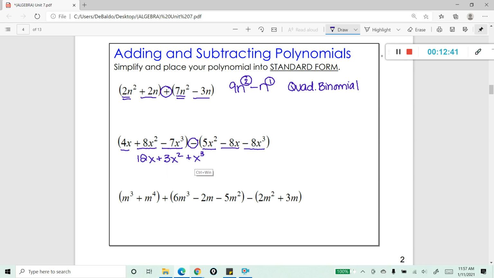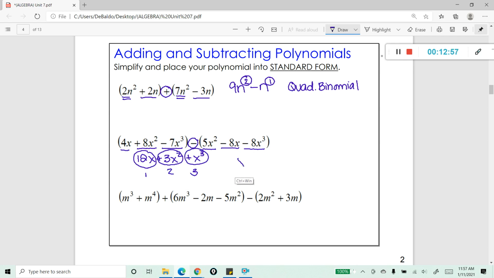Notice how each of my terms here has a degree. The degree of the first one is a 1. The degree of the second term is a 2. And this is a 3. I want to put this in descending order. So I want to put it from the largest to the smallest.